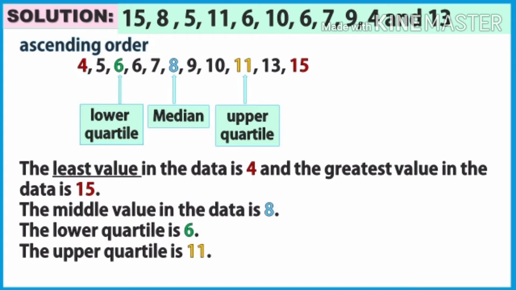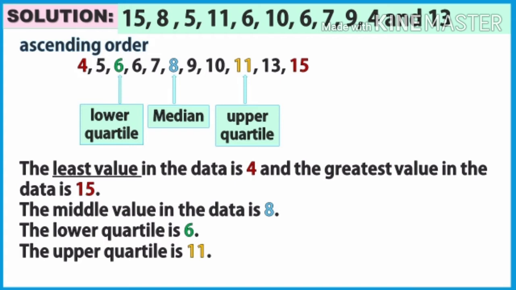So the first step is to arrange the given data into ascending order. Okay, so now we have 4, 5, 6, 6, 7, 8, 9, 10, 11, 13, 15. As you can see in the given data, the least value in the data is 4 and the greatest value in the data is 15. Okay, so ang pinaka mataas is 15, ang pinakamababa ay 4.